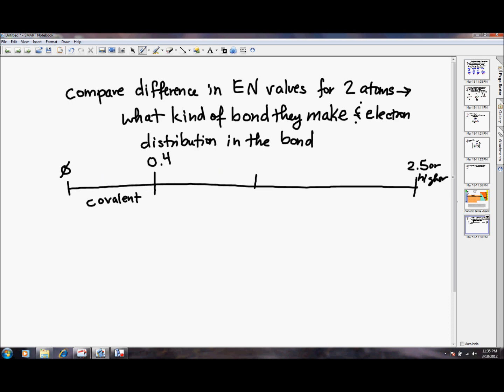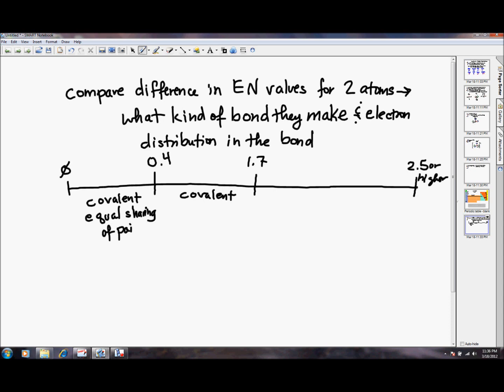Okay. If we go up to about 1.7, this is also a covalent bond. Well, then what's different about these two? Well, these have fairly equal pull, so they're sharing equally. Equal sharing of the pair.